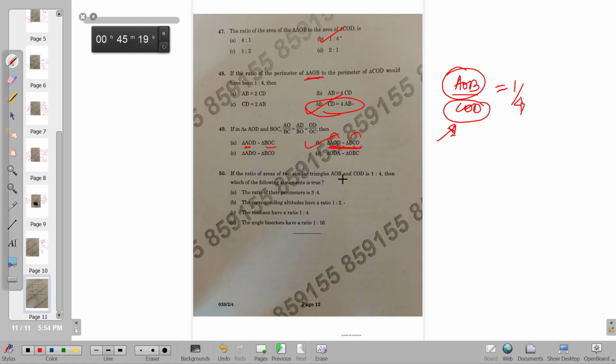50th, if the ratio of areas of two similar triangles is 1 is to 4, then which of the following statements is true? So if ratio of areas is 1 is to 4, that means ratio of sides will be 1 is to 2. Even ratio of altitudes, anything else would have been 1 is to 2. So this answer would be B, right? Corresponding altitudes have a ratio of 1 is to 2. So this cannot be true. Medians cannot have the same ratio as areas. Ratio of perimeters is 3 is to 4. Yeah, this has to be option B. This would be the answer.